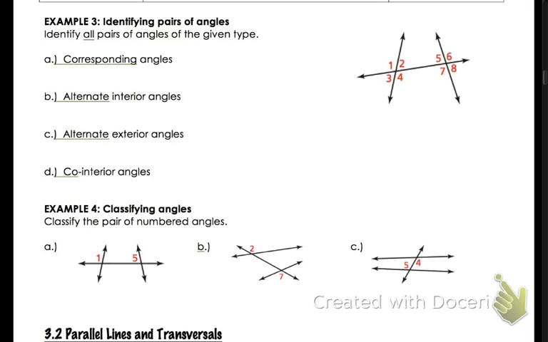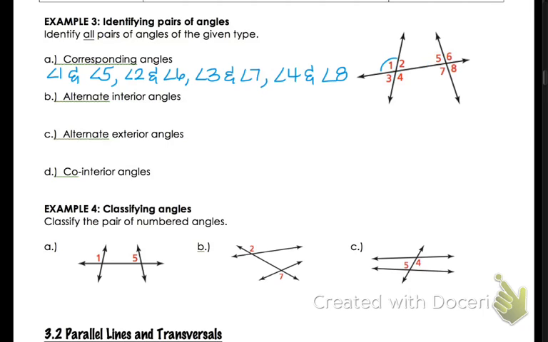So the corresponding angles would be angle 1 and angle 5. And that's, again, if you look at this cluster and this cluster. So this is top left, top left. And so then if we were to keep going, that would be angle 2 and angle 6, angle 3 and angle 7, and lastly angle 4 and angle 8. So those are all of our corresponding angles.